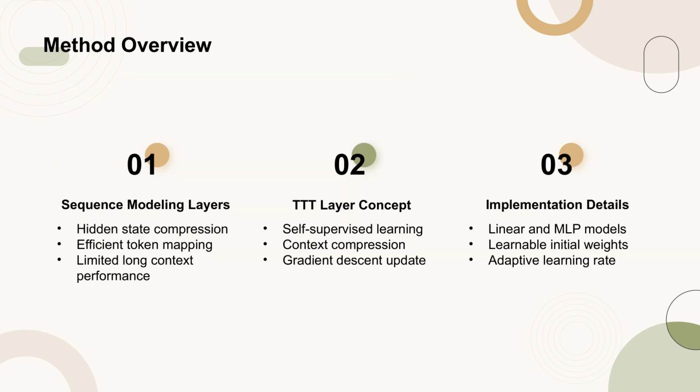The method section introduces sequence modeling layers, which compress historic context into a hidden state. This compression is efficient for token mapping but limits performance in long contexts. The test time training (TTT) layer is proposed to address this by using self-supervised learning to compress context into a hidden state through gradient descent updates. The implementation details include using linear and MLP models, learning initial weights, and employing an adaptive learning rate for flexibility.